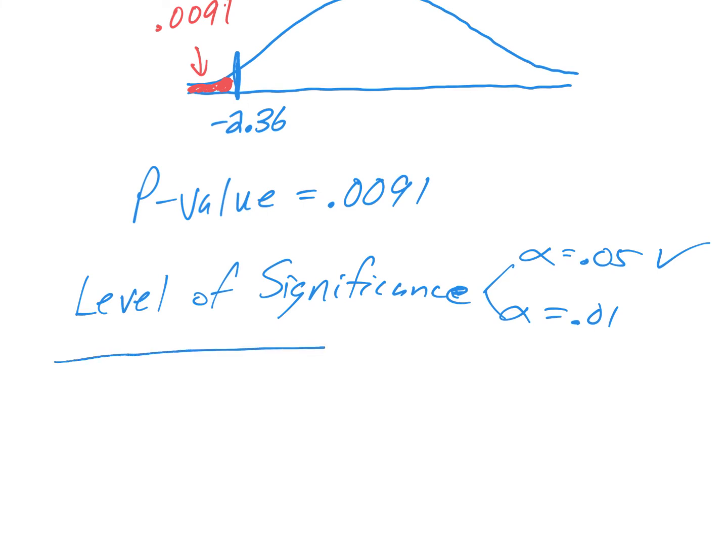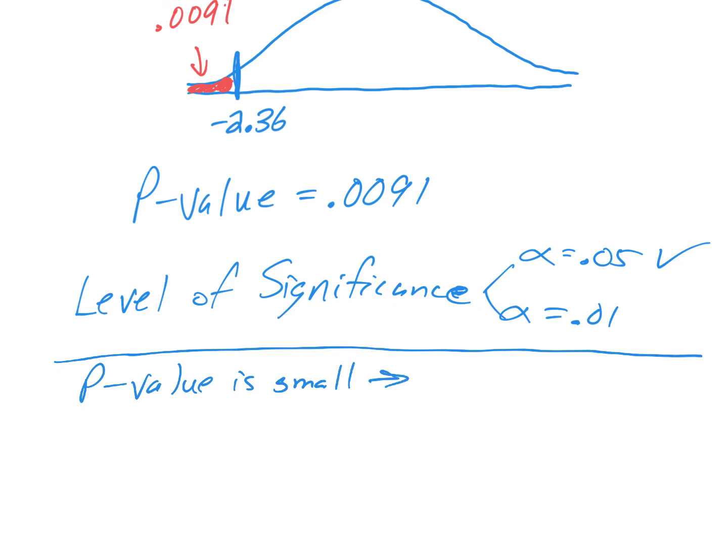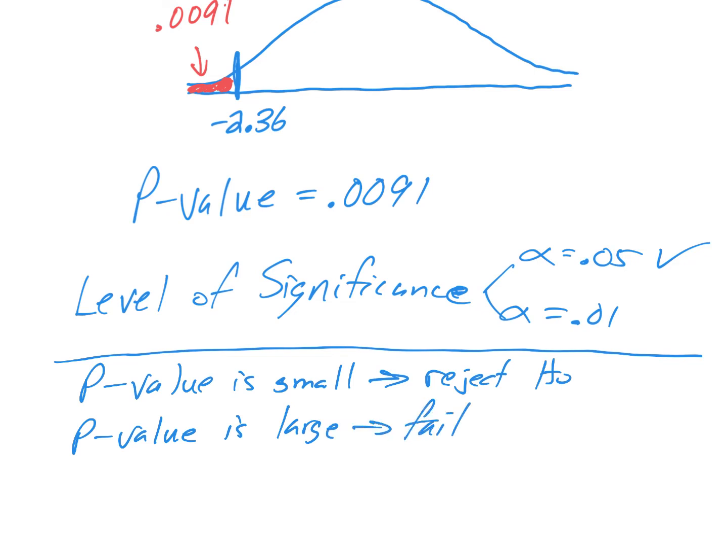Let me put this in layman's terms first. If the p-value is small, you are going to reject H naught. If your p-value is large, you are going to fail to reject H naught. It's weird. You don't want to say accept the alternate. You have to unfortunately say fail to reject, because that's what's in question.